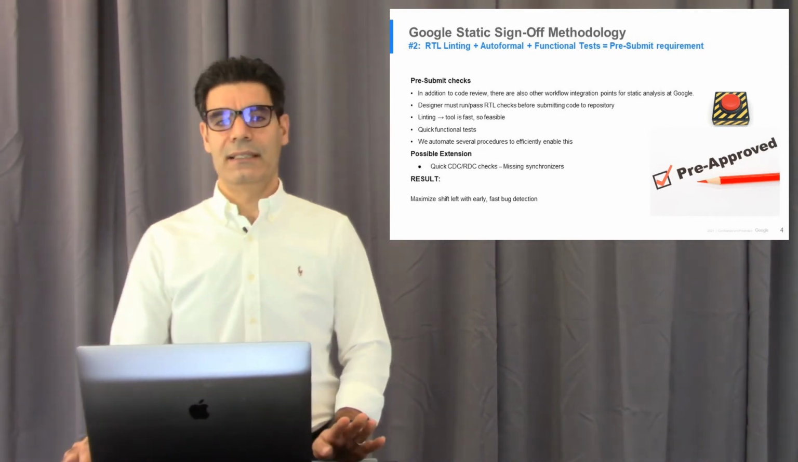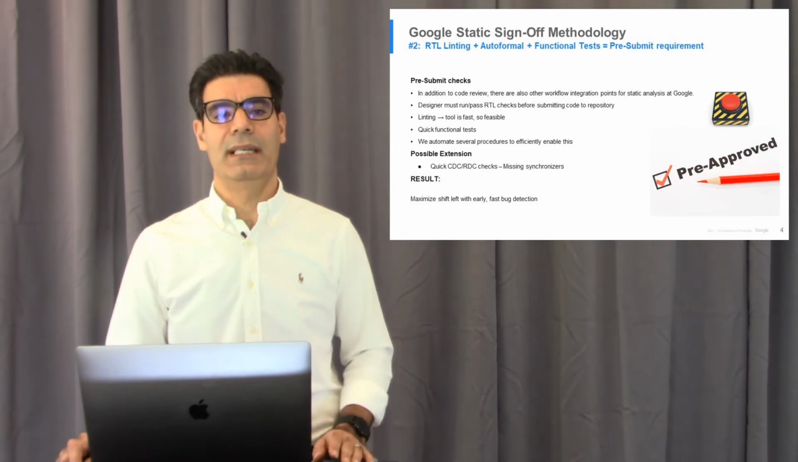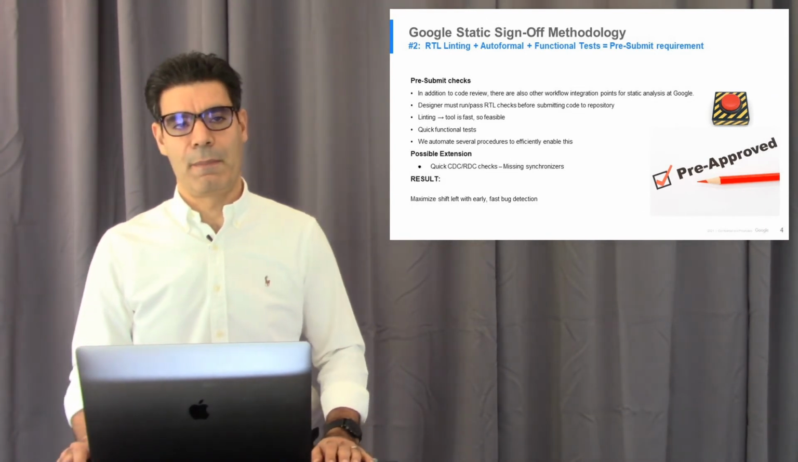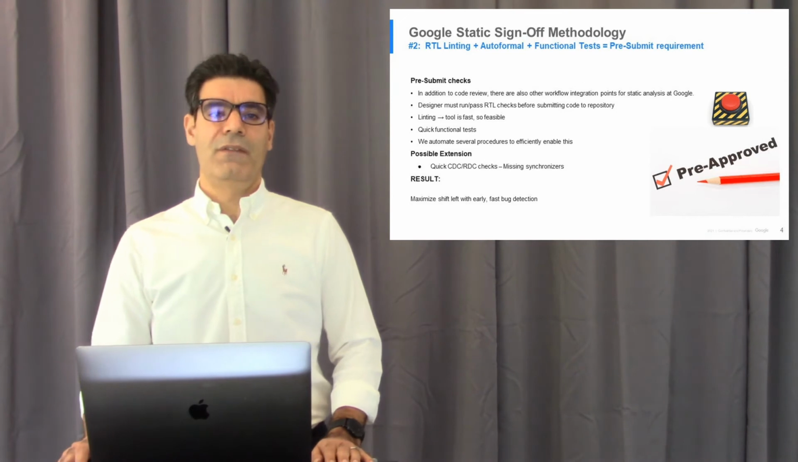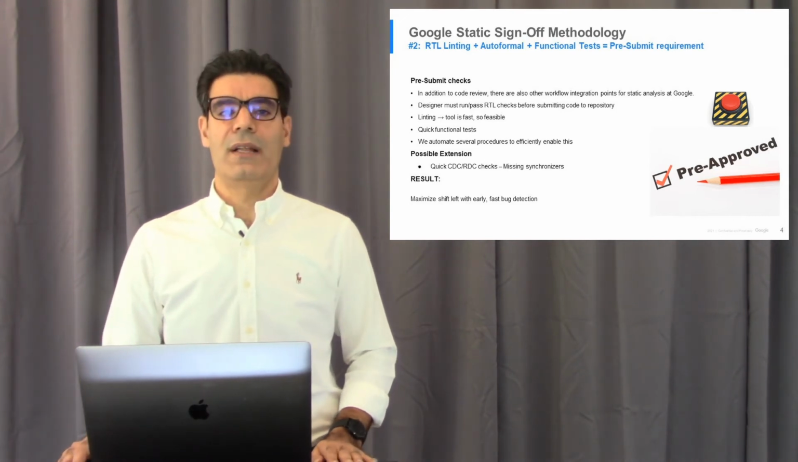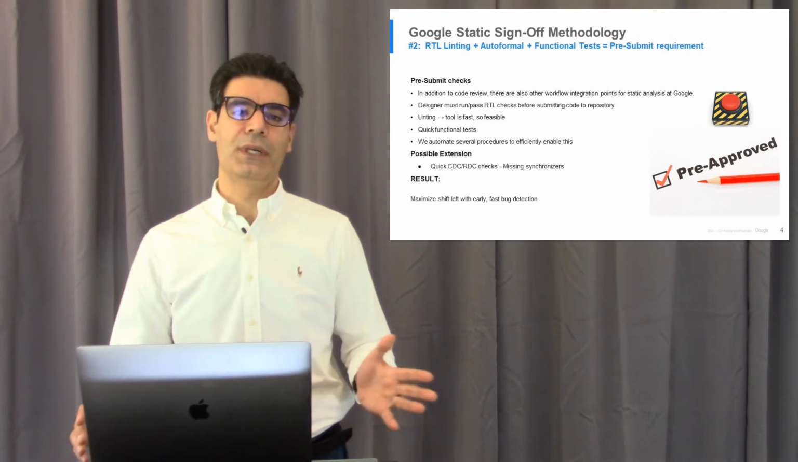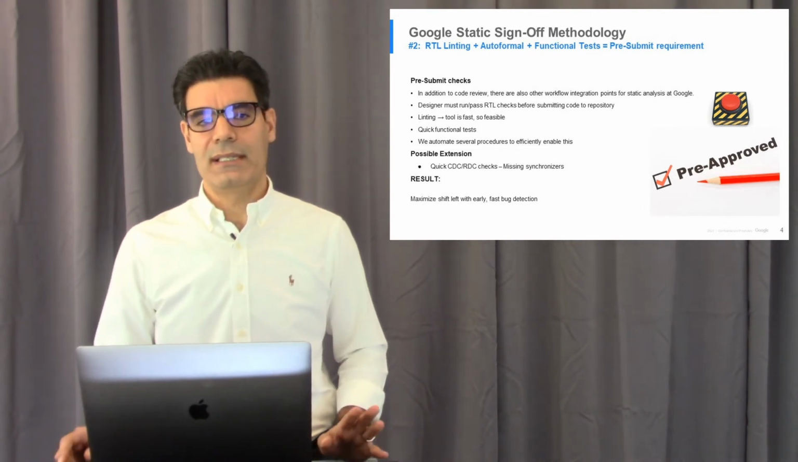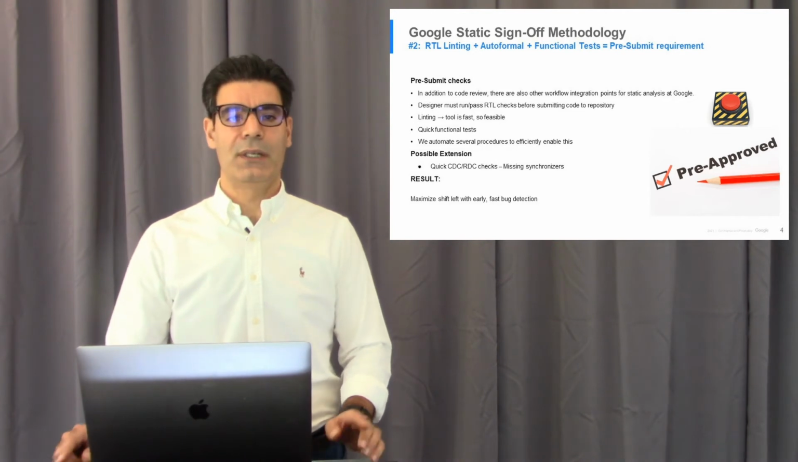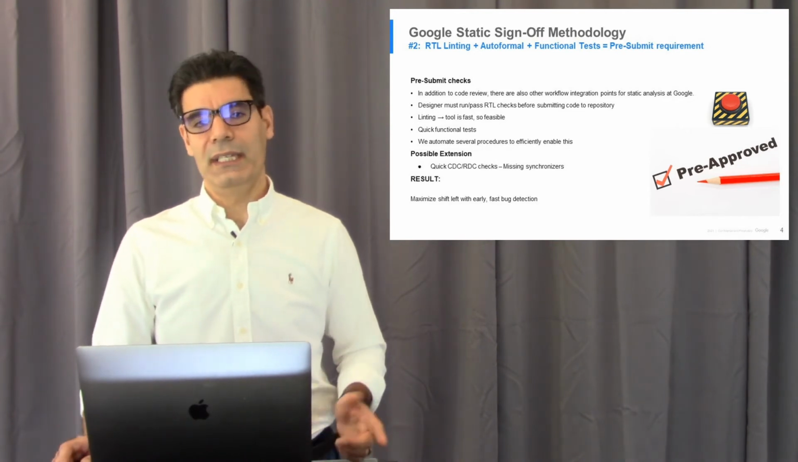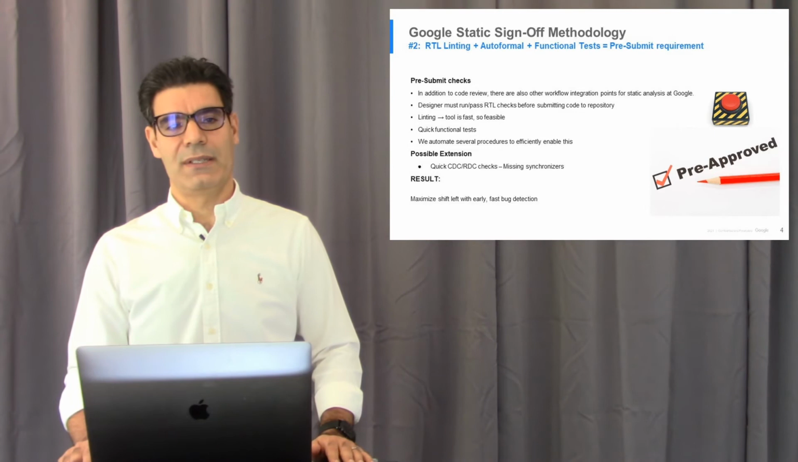Thanks to the fast linting tool, we were also able to enable lint checks in pre-submit. As per our wish list, we hope we could run some CDC light checks in our pre-submit. For example, we can quickly check that there is no missing synchronizer in the design before the code goes in. Hopefully, EDA vendors can provide such features for us in the future.